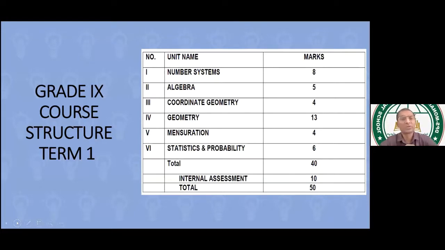Thank you so much. So for grade 9 also, we have divided into units. These units are the broad topics, and in them there are sub chapters. Broad topics like number system, algebra, coordinate geometry, mensuration, and statistics and probability. All these units have a certain proportion of the marks, which add up to a total of 40 marks. So for term 1, you will have to give a 40 marks term exam. And the internal assessment will be based on these units only, which will be for 10 marks. So total 50 marks for term 1.